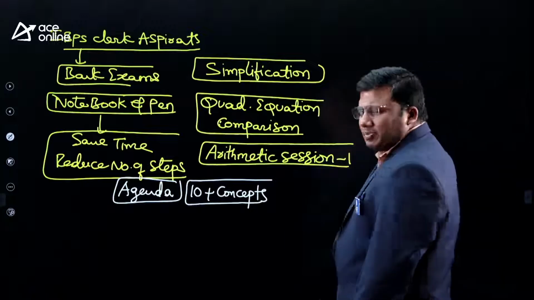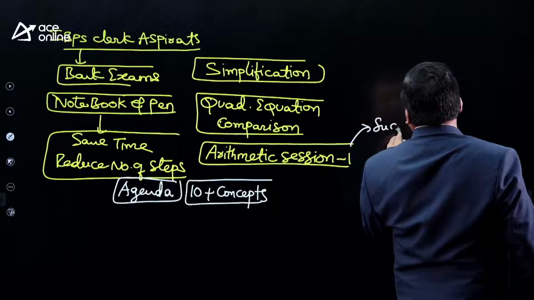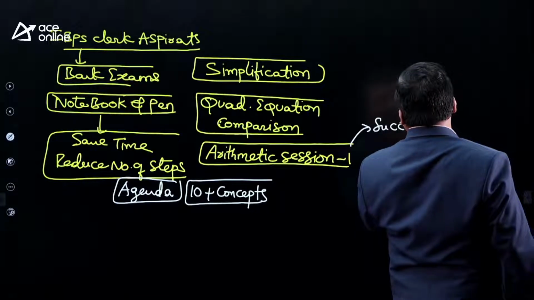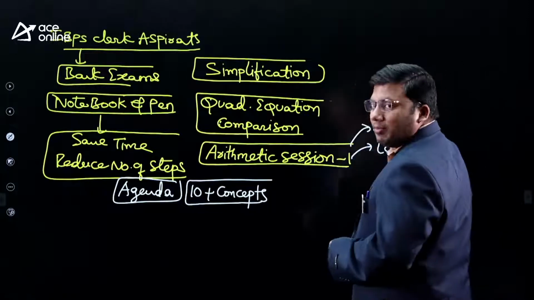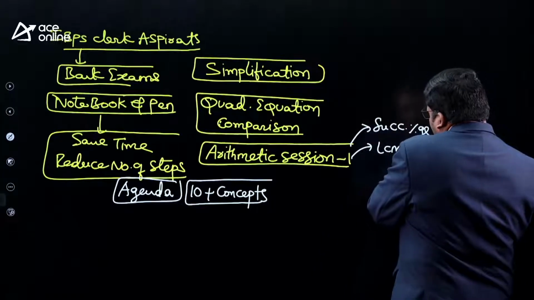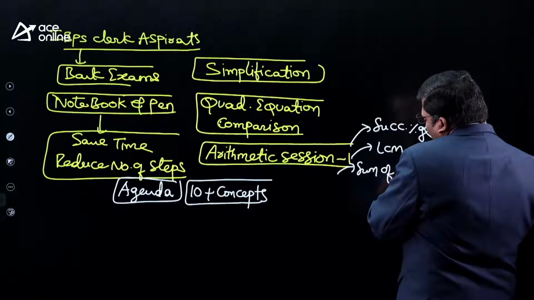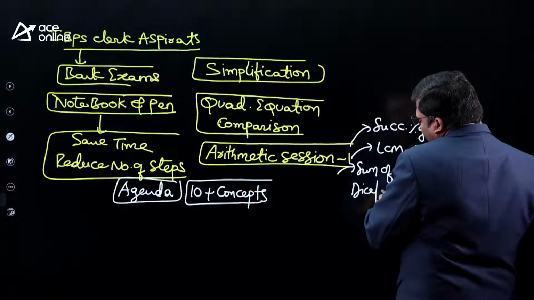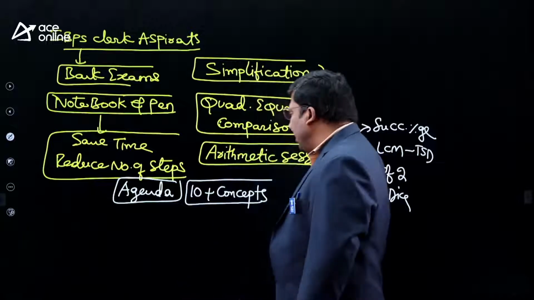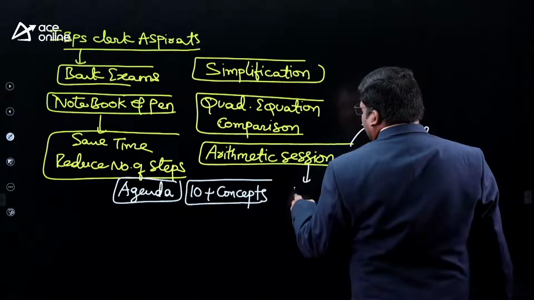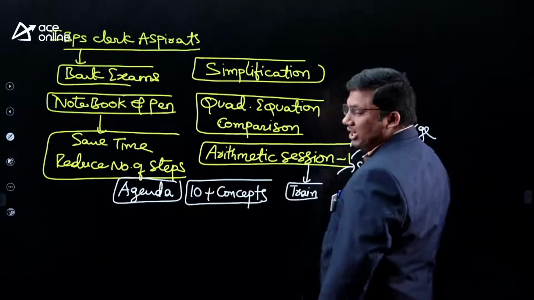Right, so arithmetic session number 2. What were the concepts that we discussed in arithmetic session number 1? We discussed concepts related to successive percentage. We got an amazing response from this session. We discussed the LCM application in time, speed and distance. We discussed how to solve die-related problems without counting, sum of 2 dice and sum of 3 dice problems, and we just started with train related problems. So let us continue with it.